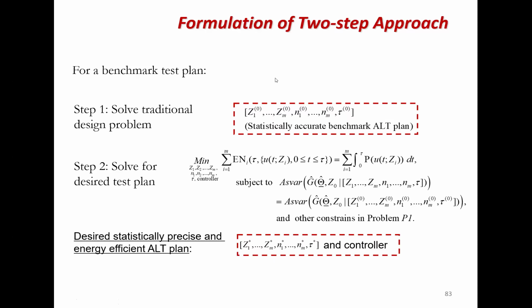And so basically we solve the problem in two steps. We solve the traditional design problem and find a statistically precise benchmark ALT plan, and then in the next step, we find the equivalent testing plan and try to minimize the energy consumption associated with the alternative testing plan. The decision variables are the following: the settings of the alternative testing plan and also the settings of the controller. So as I said, this project involves optimization, statistical analysis, and controller design.